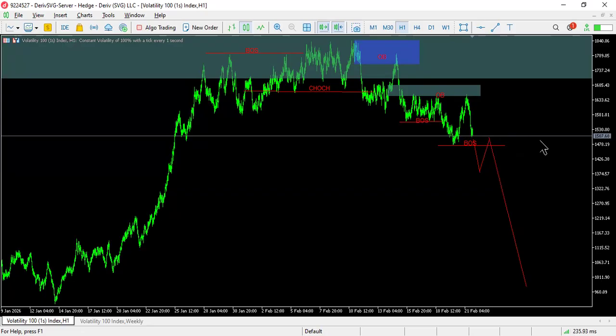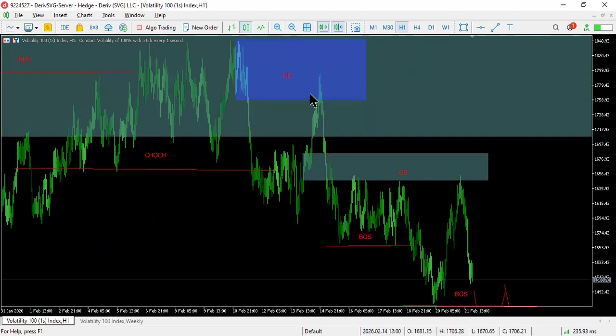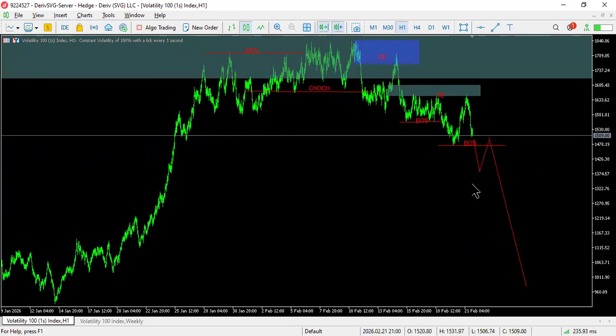So this is what I'm waiting to see on volatility 101 is for it to break out of this resistance, go in for a retest, and then I'll enter, and then I'll follow the trend. As currently we are bearish on VIX 101S.